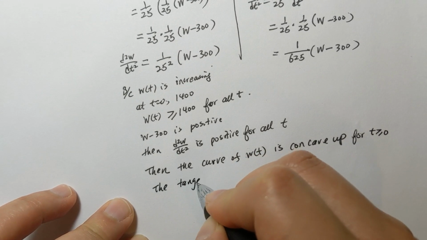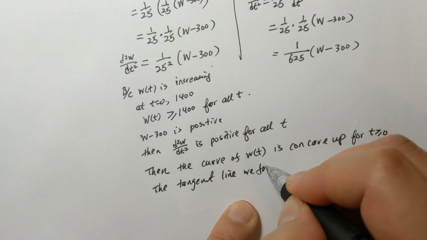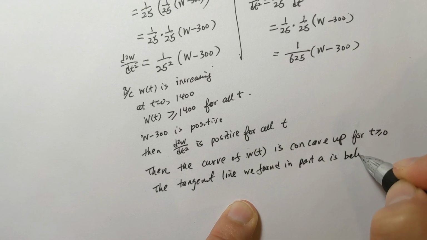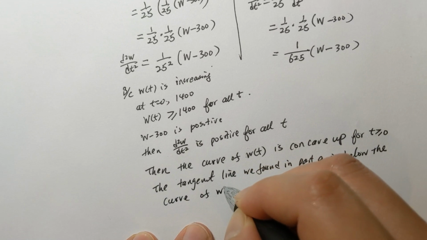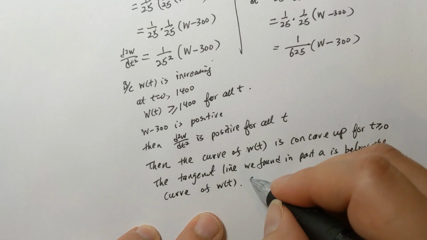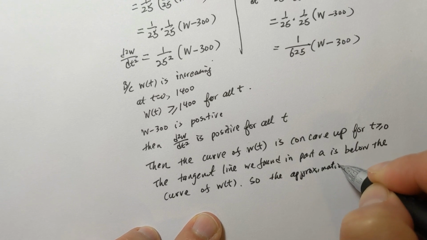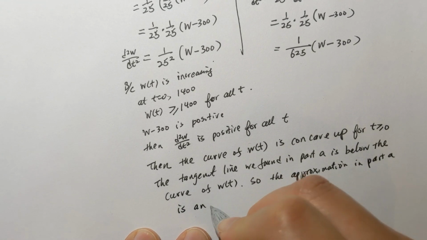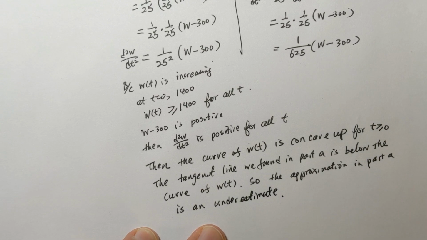The tangent line we found in part A is below the curve of W(t). So the approximation in part A is an underestimate. So we finished question part B.